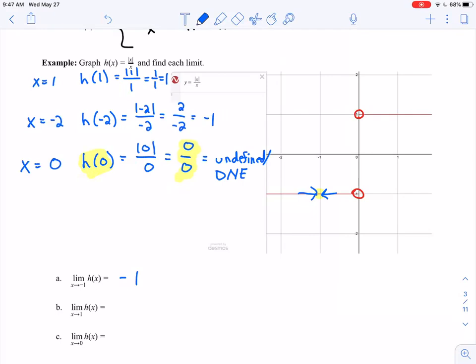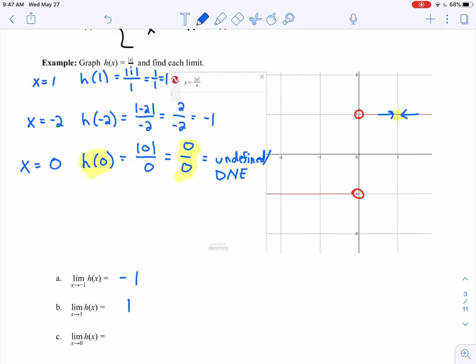Limit as x approaches 1 of h of x. So here I'm talking about, oops, let me erase some of this stuff right here. Limit as x approaches positive 1 this time. So here, as I approach positive 1, I'm going to think about tracing my function from each side. They're both approaching this point right here. Well, that has a y value this time of positive 1.